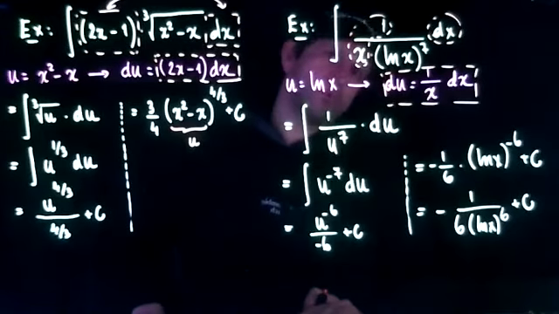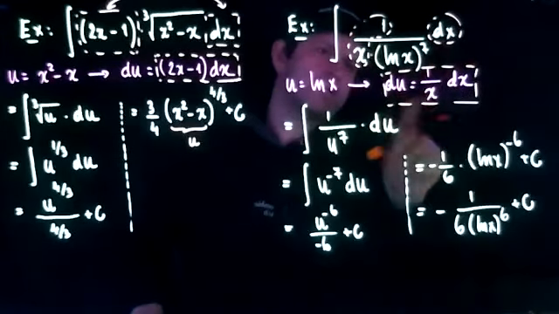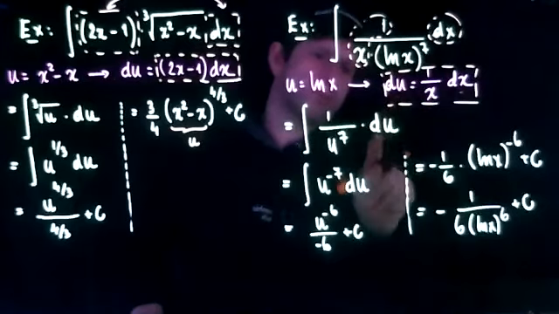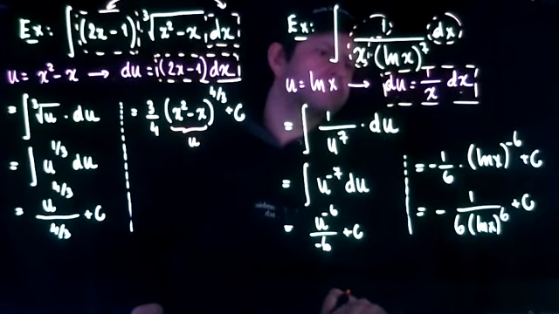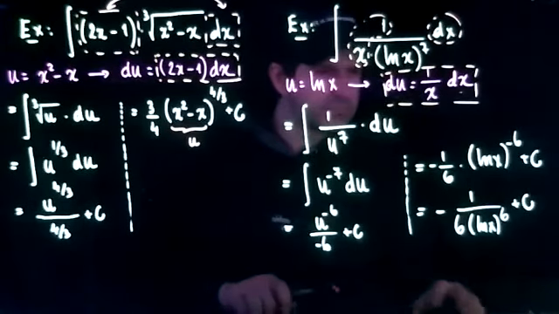Okay, thank you. Since 1 over x dx is du, I'm writing du instead. Okay? Yep. So, last example.